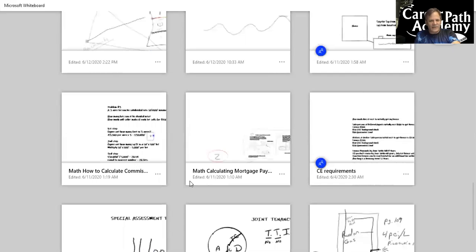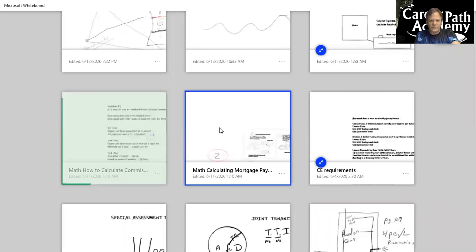I see. Math, calculating commissions. Is this the one? Calculating mortgage. Let's see. I'm going to see if it's calculating commissions using the T formula at all or not.